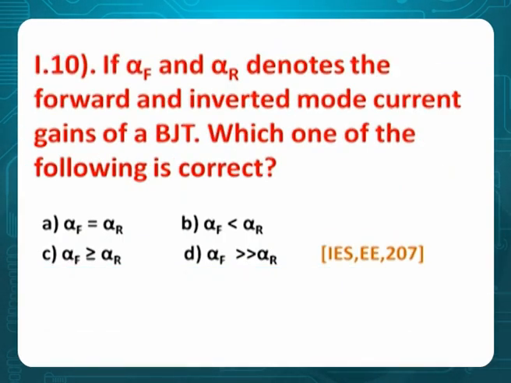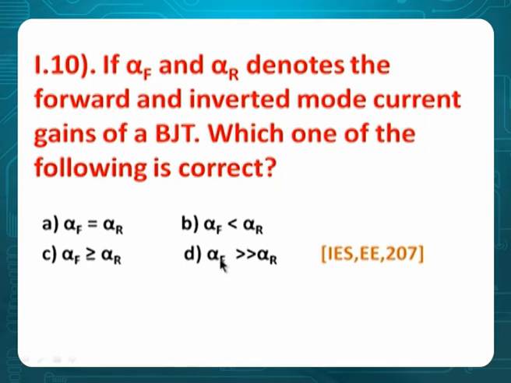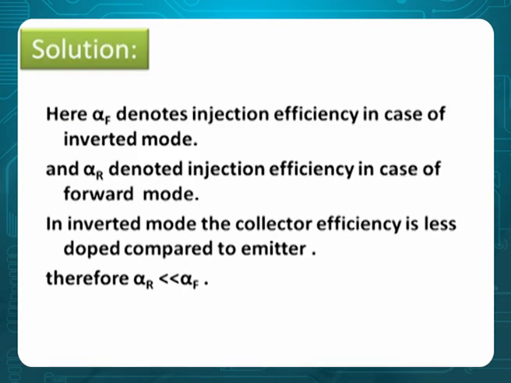Question number 10. If alpha F and alpha R denote the forward and inverted mode current gains of a BJT, which one of the following is correct? Actually, this also belongs to the Ebers-Moll model, because of alpha F, alpha R. In fact, forward current gain is generally more than reverse. Please understand, in some books they call alpha F as alpha N and alpha R as alpha I, for inversion. So don't be shocked by the notations, the concept is the same. Forward current gain is always more than reverse. Therefore, option is D.